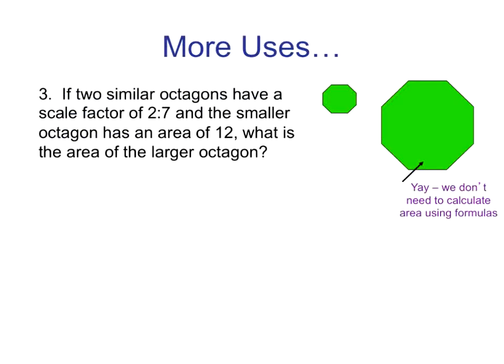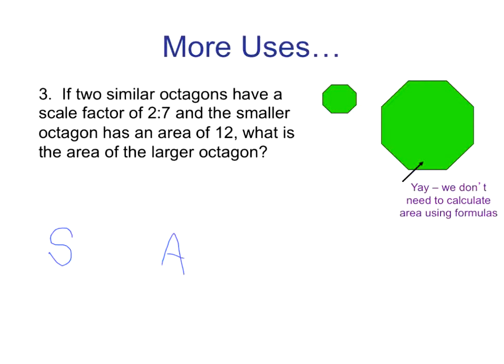So let's see how we're going to use it. Yay, I no longer have to calculate area the old way. I get to now use what we just learned to solve for the area. It says if two similar octagons have a scale factor of 2 to 7, and the smaller octagon has an area of 12, what is the area of the larger octagon? So we're going to start just like we did the last problem. Let's do my S column. Let's do my A column.